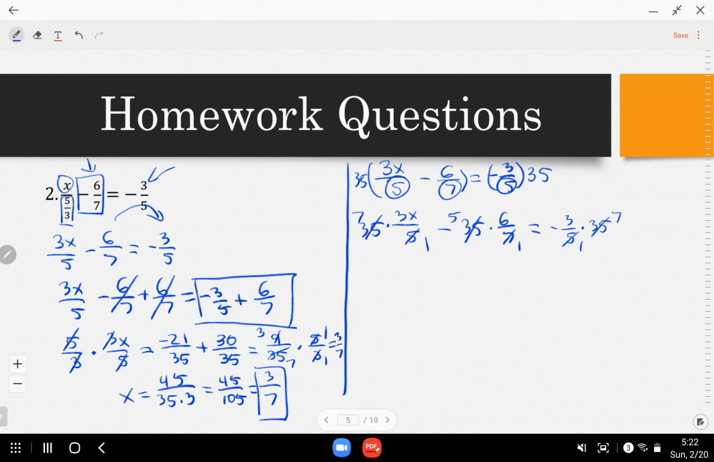All right. So then what you get is 21x minus 30 is equal to 21. Then you get 21x is equal to 51. Then x is equal to 21 over 51.